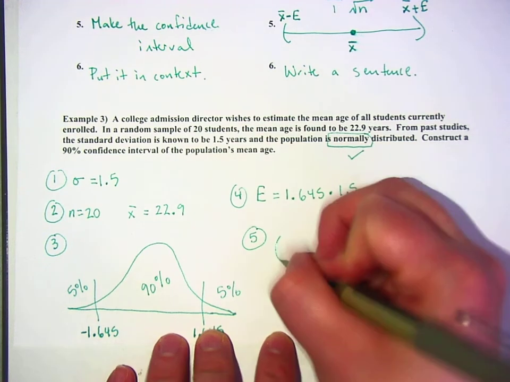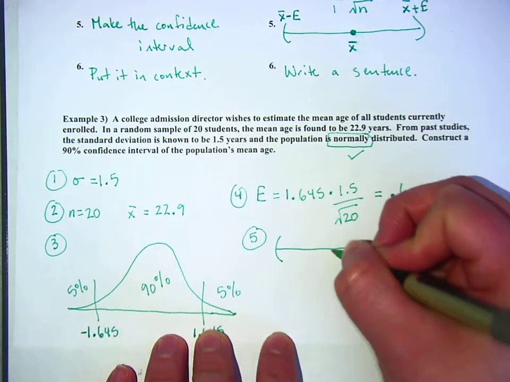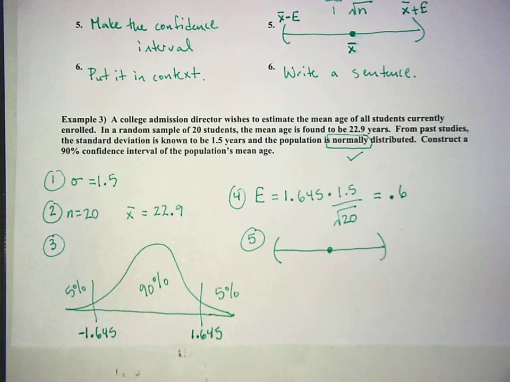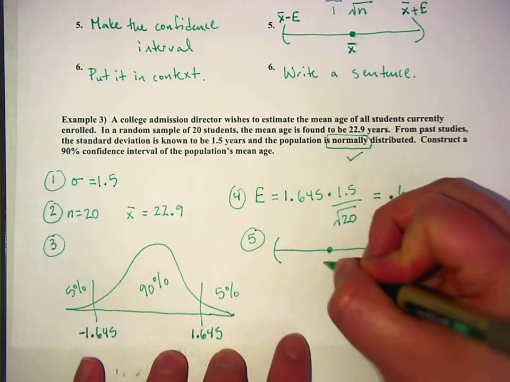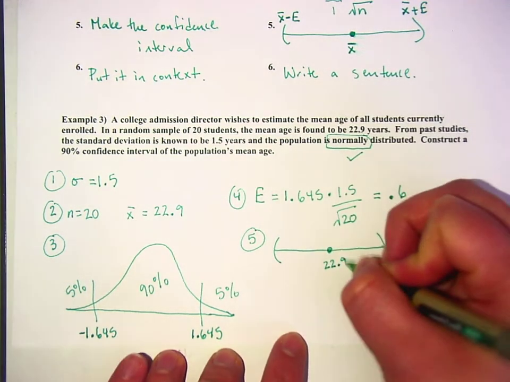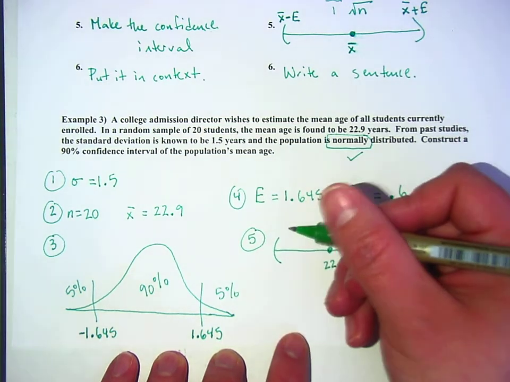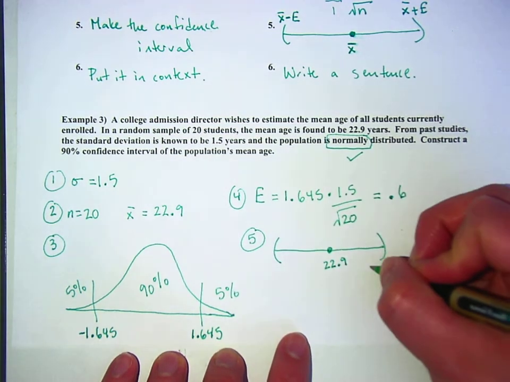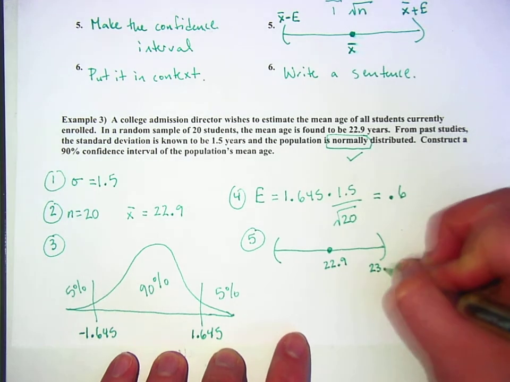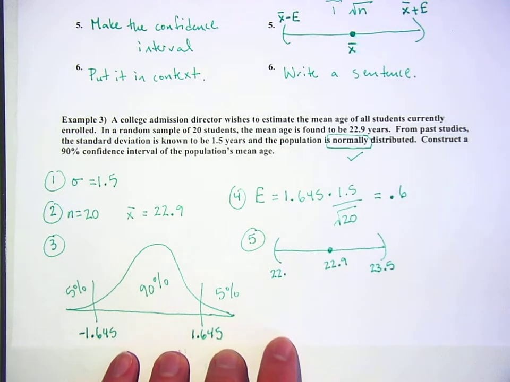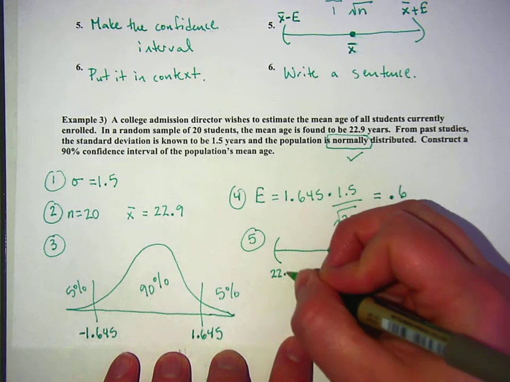All right, draw your TIE fighter. I'm telling you, it's the right noise. What goes in the middle? 22.9, our mean, goes in the middle. And then we're going to add the 0.6 and subtract the 0.6. So over here is going to be 23.5. And then over here will be 22 point, what? 3?